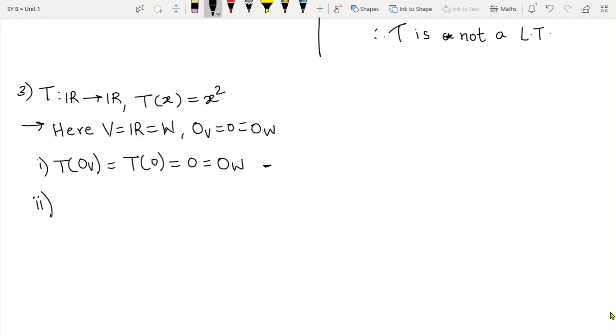Okay, now we will check the second condition. Remember, for the second condition we need two elements of the domain, that is our R over here, and for the third condition we need one element of R, that we are calling alpha, and one element of our domain, that is our R in this case. So over here I'll take two elements, I'll call them x and y from the domain. So I'll say let x and y belonging to V, that is nothing but our R, be any element.